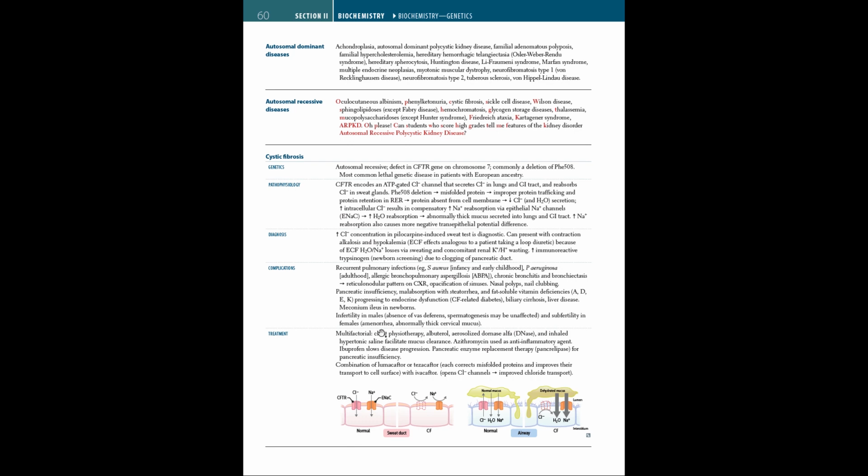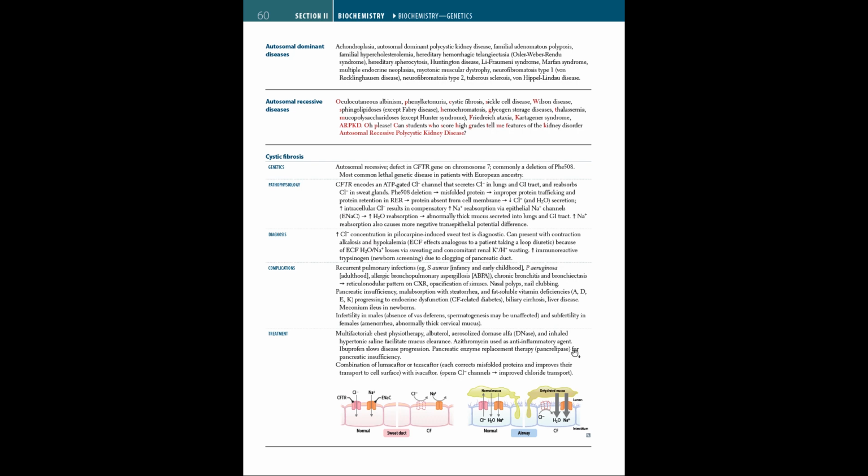Now, the treatment for cystic fibrosis is multifactorial, with chest physiotherapy, albuterol, aerosolized dornase alfa, or DNase, and inhaled hypertonic saline, facilitating mucus clearance. Azithromycin is used as an anti-inflammatory agent, ibuprofen slows disease progression, whereas pancreatic enzyme replacement therapy, the main enzyme being pancrelipase, is for pancreatic insufficiency. The combination of lumacaftor and tezacaftor corrects misfolded proteins and improves their transport to the cell surface. And this combination of lumacaftor or tezacaftor with ivacaftor helps open chloride channels and improve chloride transport.